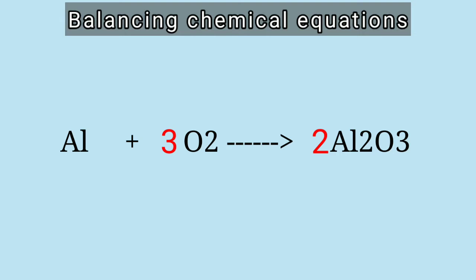Aluminium is 2 twos, which are 4, on the right side. To equalize it, we will write 4 as a coefficient of aluminium on the reactant side. So we have 4 aluminium atoms on the reactant side and 4 on the product side, and 6 oxygen atoms on the reactant side and 6 on the product side. So the equation is balanced.